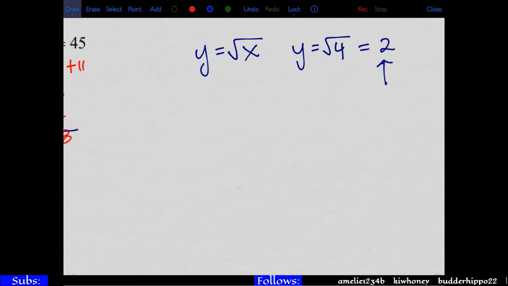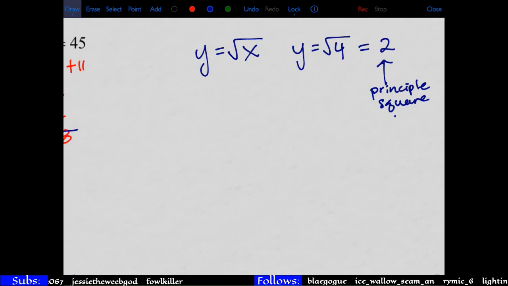We call 2 the principal square root because it is the positive square root. The 4 actually has 2 square roots. It has the +2 and -2 is also a square root. Whenever we plug into an equation like this, though, we always just use the principal square root, the positive version.